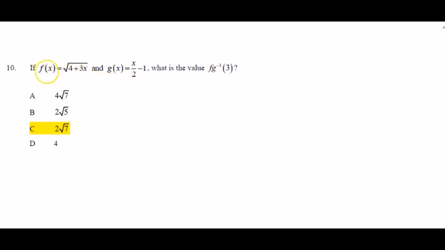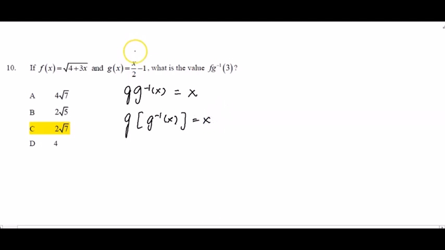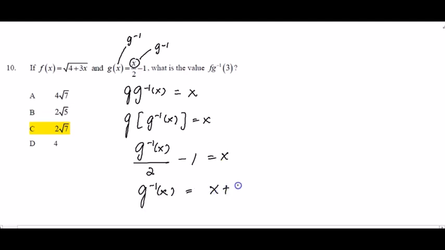For question 10, we are given f(x) and g(x), and asked to find f of g inverse of 3. Firstly, I'm going to get my inverse function for g. To get the g inverse, I'm going to use the composite function g of g inverse equals x. So put a bracket for the g inverse. You can see clearly that when this is x, your function is x over 2 minus 1. If this is changing into g inverse, these x also are going to be changed to g inverse. So here, g inverse divided by 2 minus 1 is equal to x. So here I can get my g inverse by taking x plus 1 and multiplying by 2.